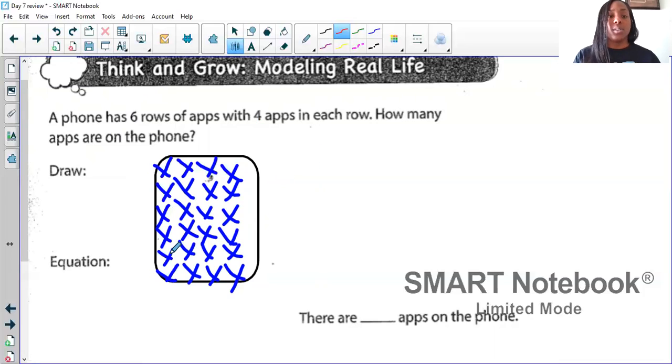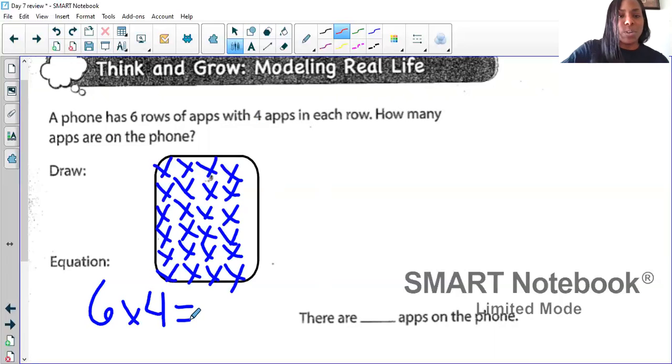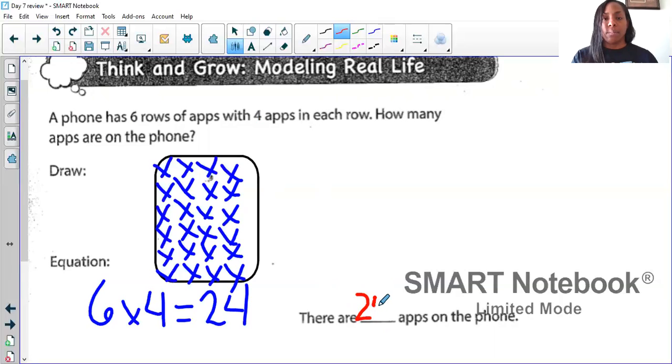So if I take a close look, what is the equation that I can get from this? 6 rows of apps with 4 apps in each row. So 6 times 4 equals, that's right, 24. All right, so there are how many apps on the phone? 24 apps. Man, person's got a lot of gigabytes to save all those apps on there. Hope they use all of them too.